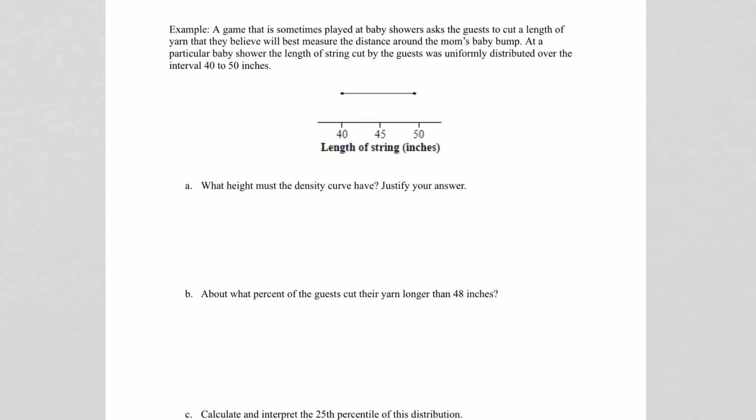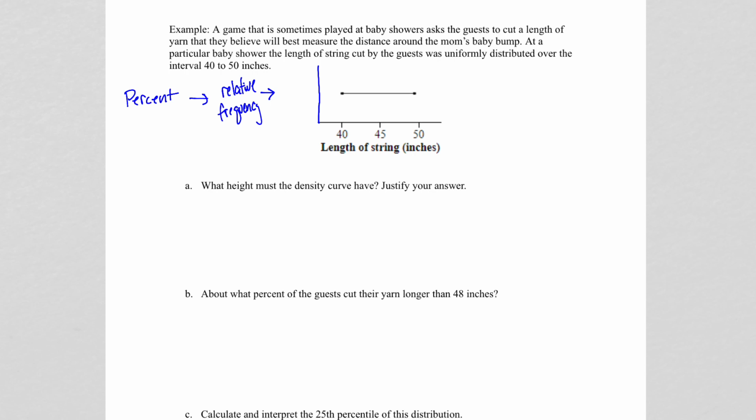At a particular baby shower, the length of string cut by the guests was uniformly distributed over the interval 40 to 50 inches. So part A asks, what height must the density curve have? Justify your answer. So we could think of this as having a vertical axis, and on that vertical axis, we can think of it as being relative frequency. Relative frequency, we know, is just a fancy term for percent, right?